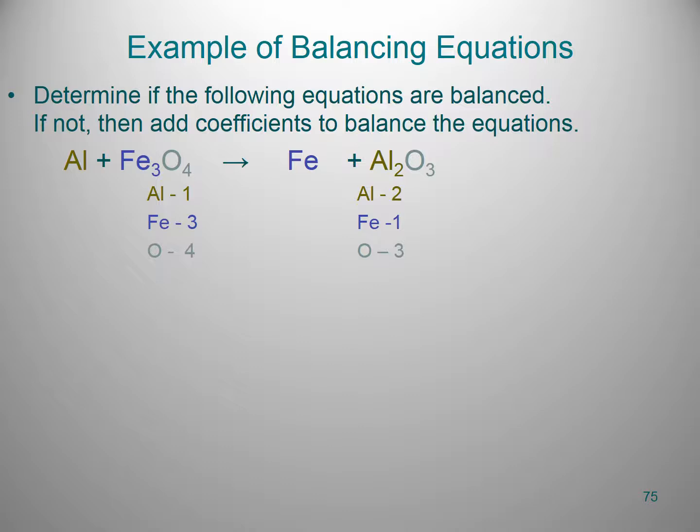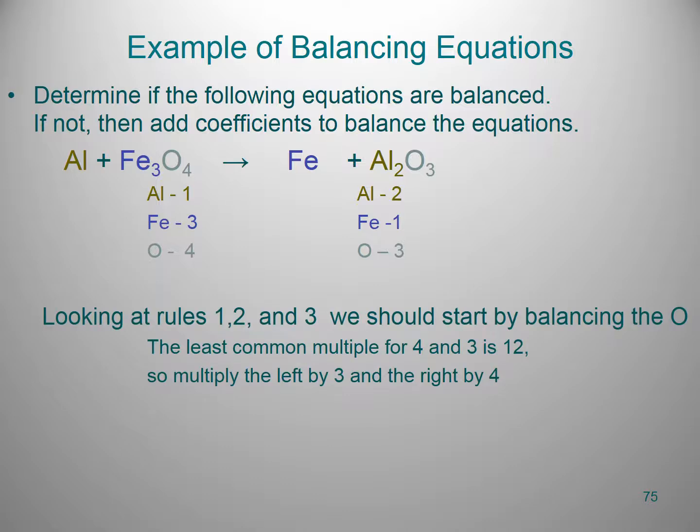This time we're going to do our oxygen first. The reason is because the iron and the aluminum are all by themselves, so they're going to be really easy to fix in the end. So we have 3 oxygen on the right and 4 on the left. How can we balance this? Well, if you can't tell, what you need is your least common multiple. In this case, it has to be 12. So you're going to want to get 12 on both sides.